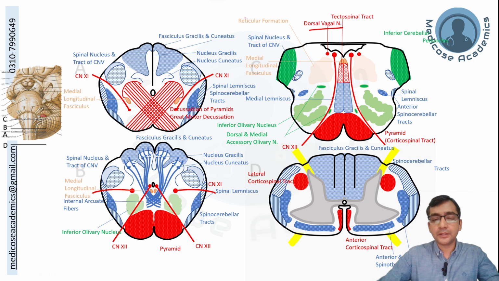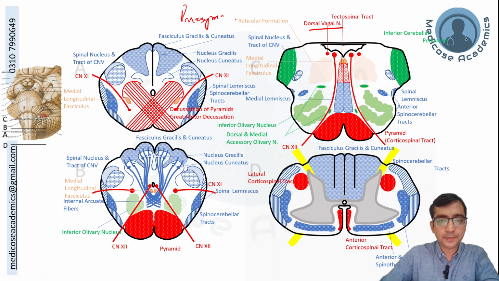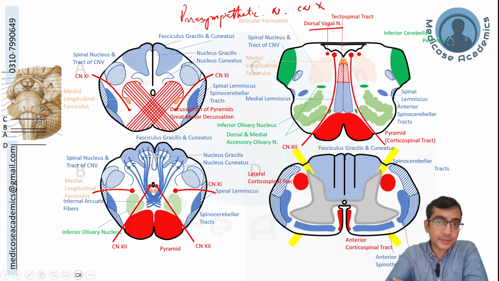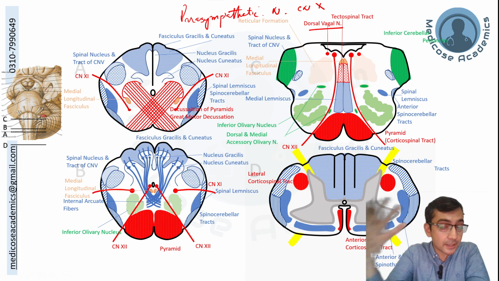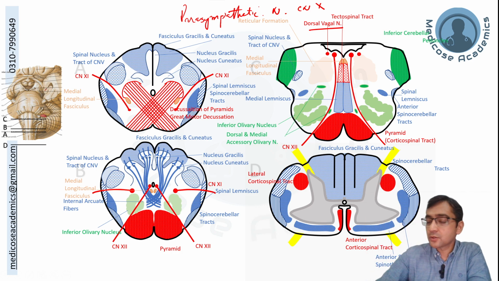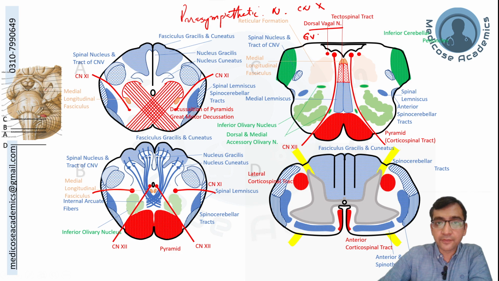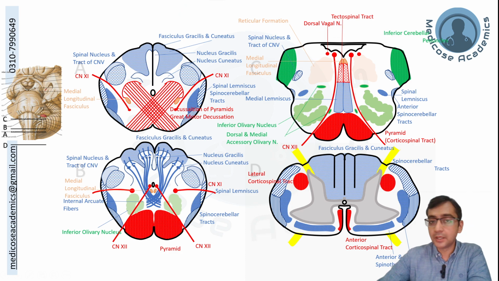It is the parasympathetic nucleus of cranial nerve number 10. So all of the parasympathetic supply that is going through the vagus nerve, supplying most of the thorax and most of the abdomen till the transverse colon, all of this is coming from this parasympathetic nucleus. This general visceral efferent type of fiber is coming from the dorsal vagus nucleus.